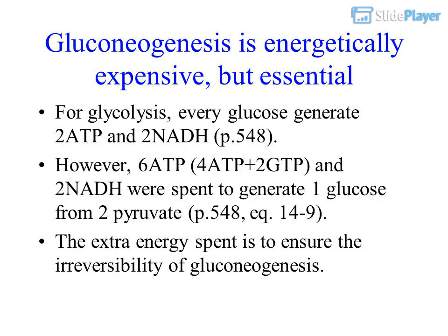Gluconeogenesis is energetically expensive, but essential. For glycolysis, every glucose generates 2 ATP and 2 NADH. However, 6 ATP, 4 ATP plus 2 GTP, and 2 NADH were spent to generate 1 glucose from 2 pyruvate, equation 14-9. The extra energy spent is to ensure the irreversibility of gluconeogenesis.